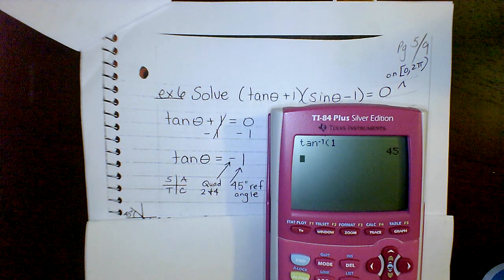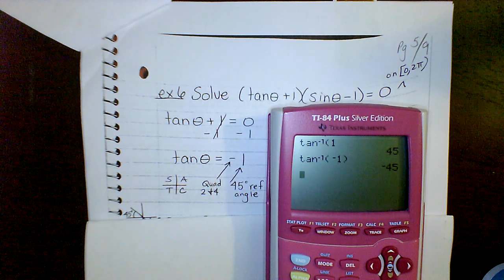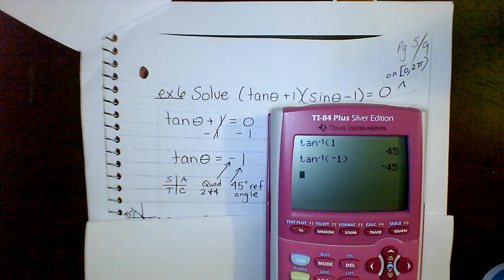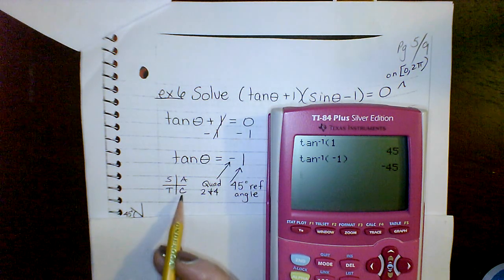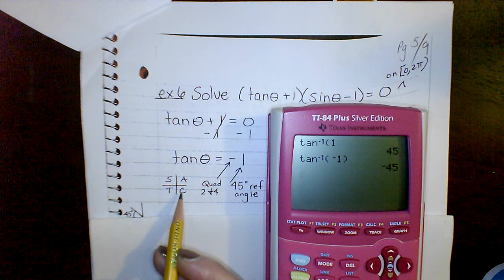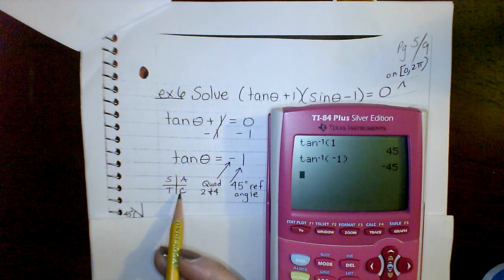If you went straight for the inverse tangent of negative 1, you're going to get negative 45. It's going to give you the answer that is down here in quadrant 4, because the domain restrictions for the inverse tangent are quadrants 1 and 4.